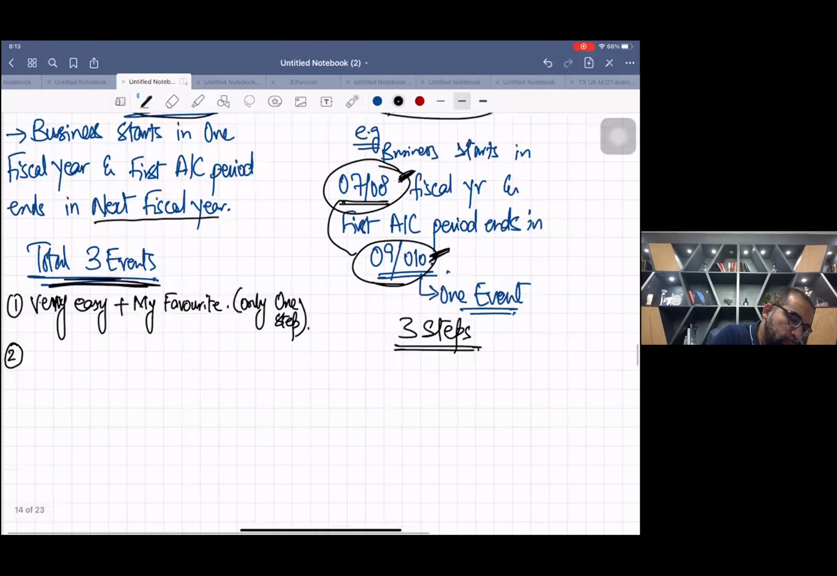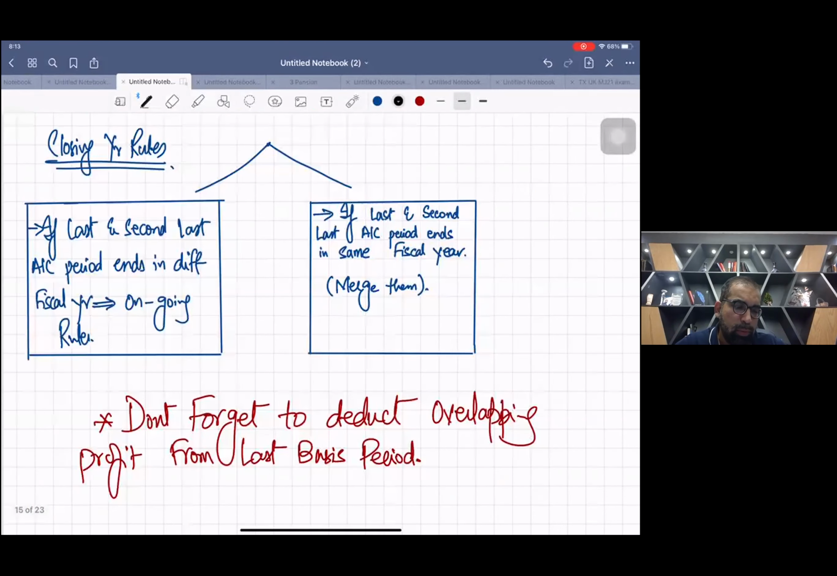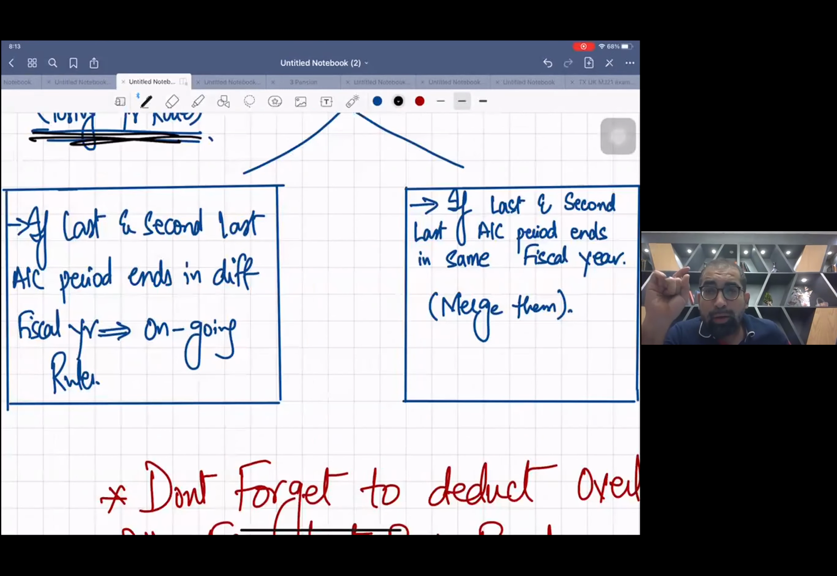Now, these are the closing year rules, for when you close your business. There are only two cases in closing year rules. Just read it. For closing year rules, always be active and see the ending date of the last and second last accounting periods. That's it.